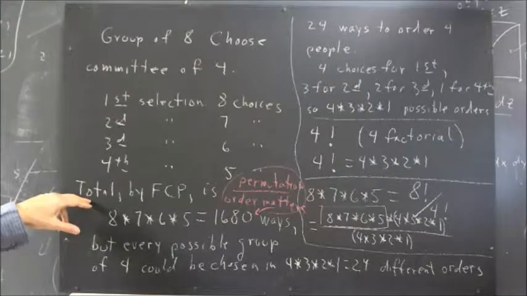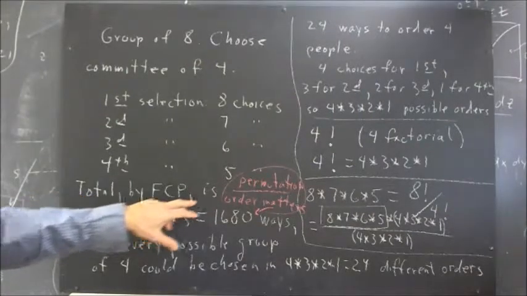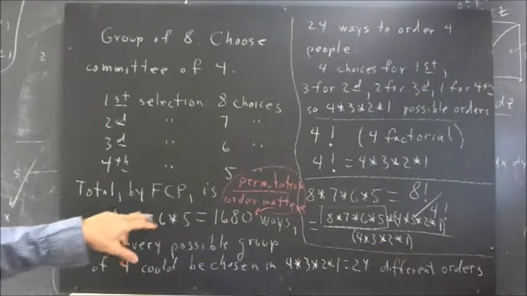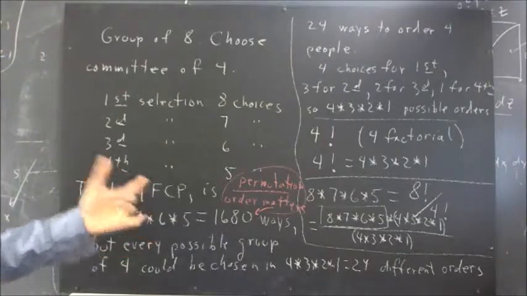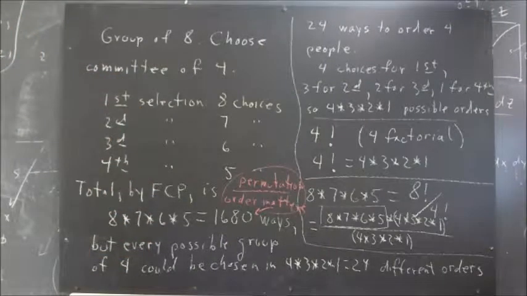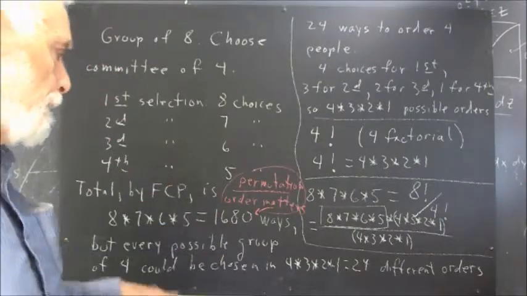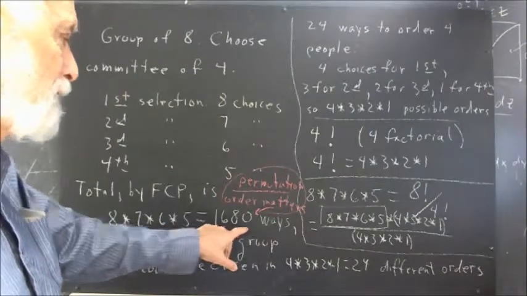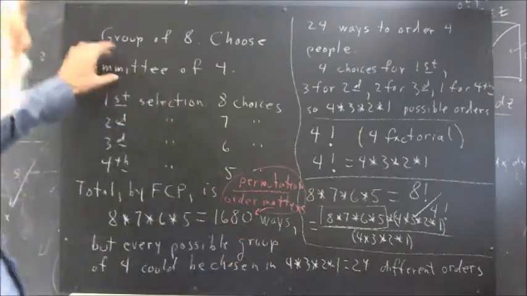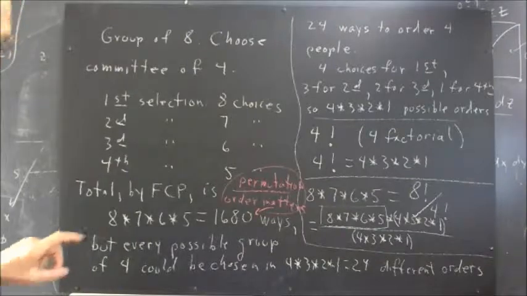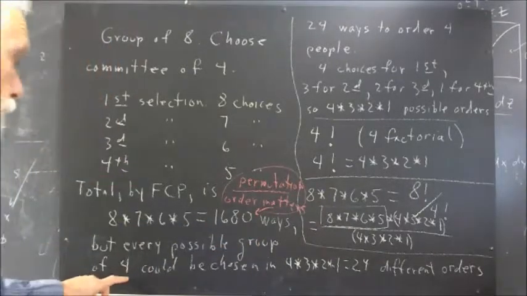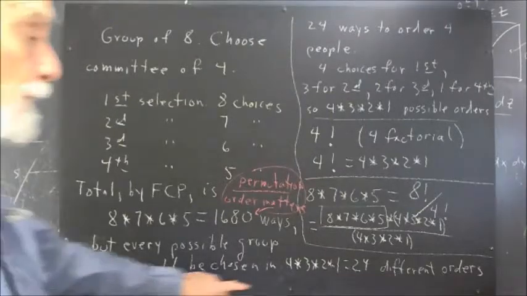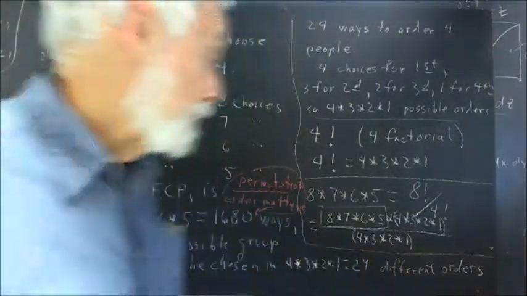Now, the total number of possible selections then, by the fundamental counting principle, would be 8 times 7 times 6 times 5, 1,680 ways to choose the 4 people. However, that's not really the number of possible committees that you get, because every possible group or every possible committee of 4 people could have been chosen in 24 different orders.